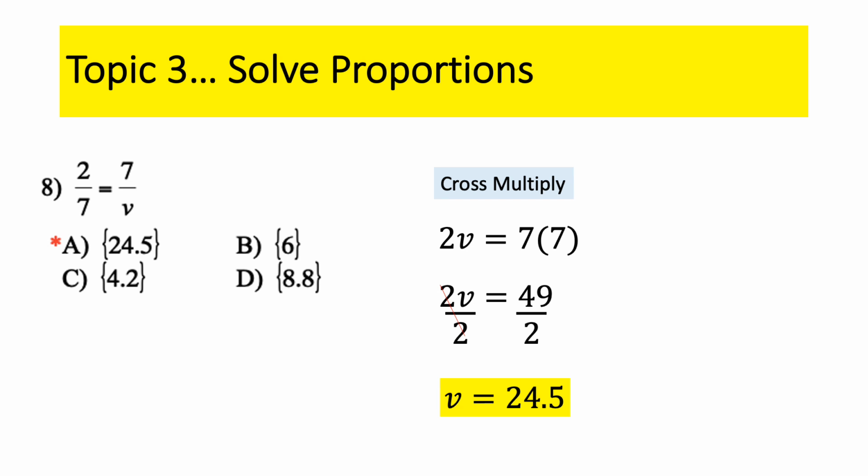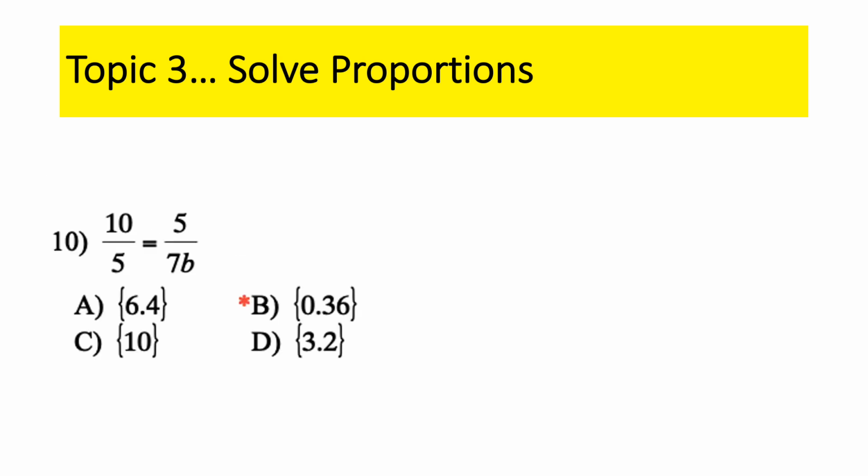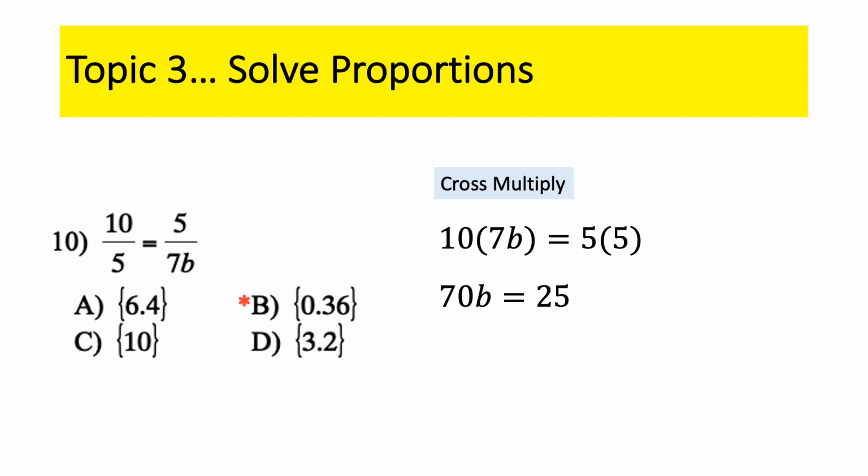All right, let's do a bit more challenging one. Notice it's still two fractions that are equal to each other with one variable, B. We solve this by cross multiplying. Upper left times lower right, 10 times 7B equals lower left times upper right, 5 times 5. Make sure you understand where those numbers came from and where I placed them. 10 times 7B is 70B. 5 times 5 is 25.